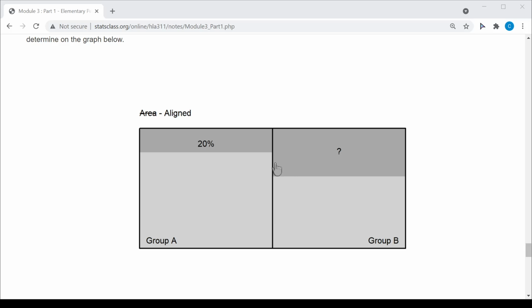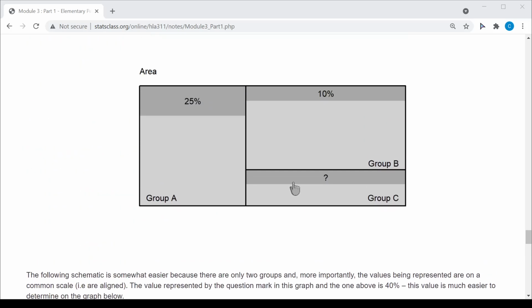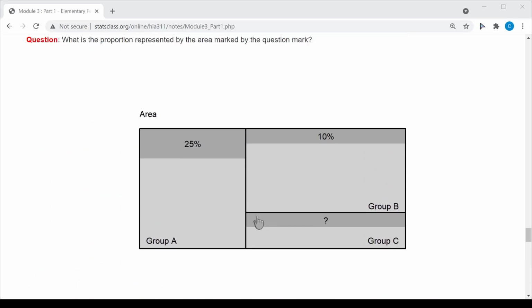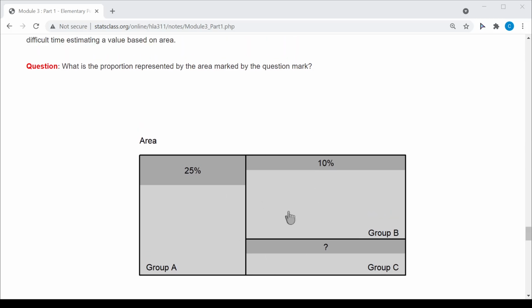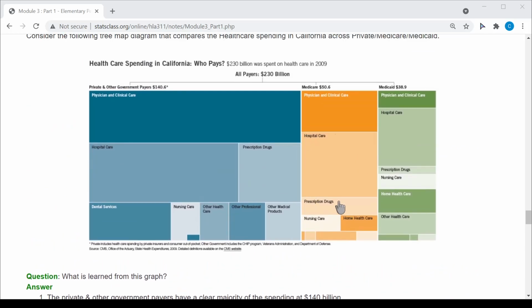We're not really using area here, because I'm just trying to estimate the change, or position, from the box on the right to the box on the left. So my mind's not actually using area to make this comparison, it's using position. Whereas up here, I'm forced to use area because my axes are not aligned. And this representation here is exactly what we have in this tree map.